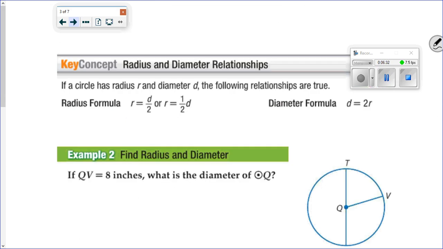Let's continue then. Radius and diameter relationships. If a circle has a radius R and diameter D, the following relationships are true. So the radius formula: radius is 1/2 of the diameter, D over 2, or 1/2 times D, same thing. And then the diameter formula: diameter is equal to 2 times the radius. Okay?